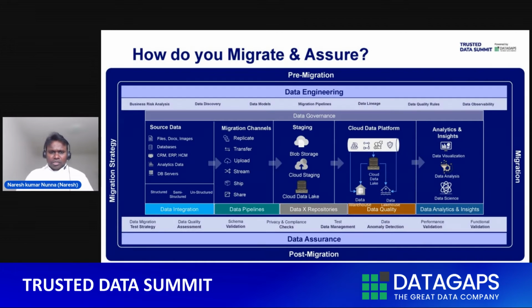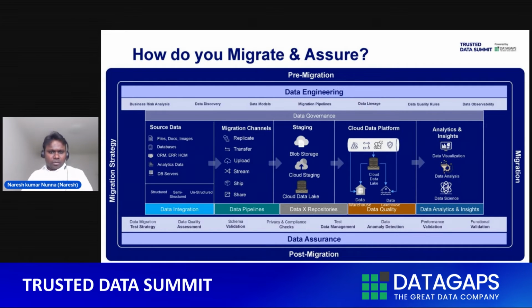So we all talked about engineering and assurance and a lot of components, right? So how do they all come into the picture? First, we know that there's a pre-migration, there is a migration, and post-migration. Before that, there is something fundamental to think about. What is your migration strategy? It's not just about picking a cloud platform and moving data. What are your organization's goals? Do you want to move to Snowflake, AWS, or Databricks? Okay, for what? Why did you pick those platforms?